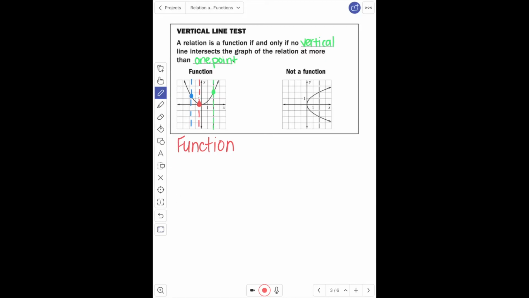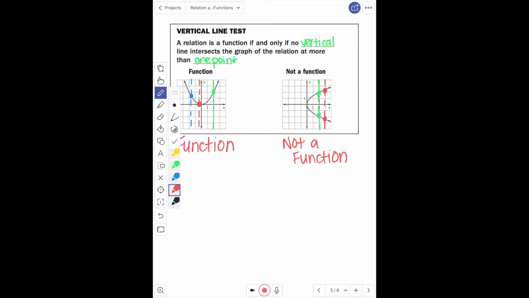All right, so let's look at the next one. This is the reason this is not a function. Here's their line. It hits it twice. So because it hits it twice, that means I have repeating x values. I could draw another line in a different location. It's going to hit it twice. So in order to pass the vertical line test, it can only hit the graph once if a vertical line is drawn. If a vertical line is drawn and it hits more than once, then it is not a function, because it's got repeating x values.